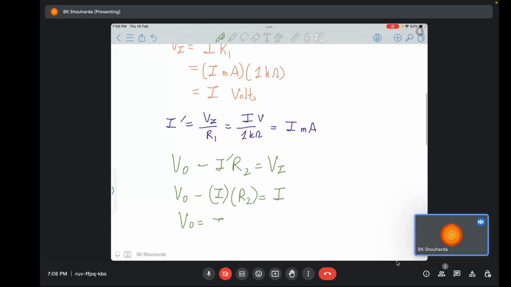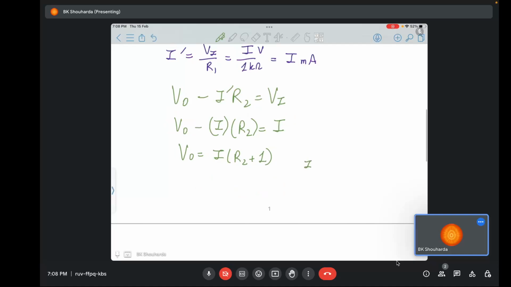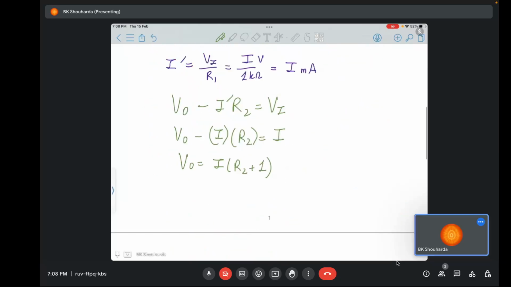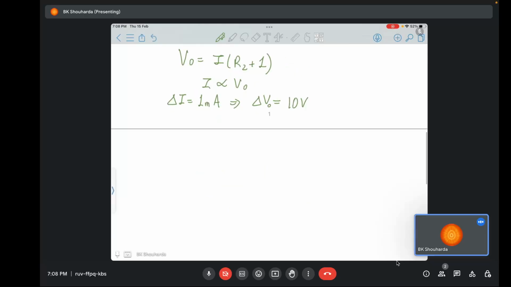VO can be written as I into R2 plus 1. Okay, so you see that VO is proportional to I, or vice versa. And what have we been told? We have been told that for a change delta I equals 1 milliampere, we have a corresponding change of delta V equals how much? 10 volts. Delta VO, in fact.